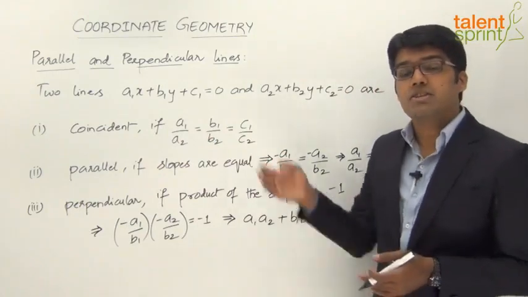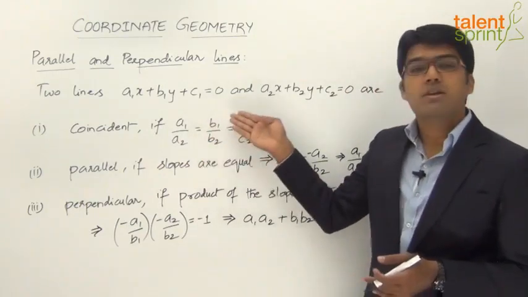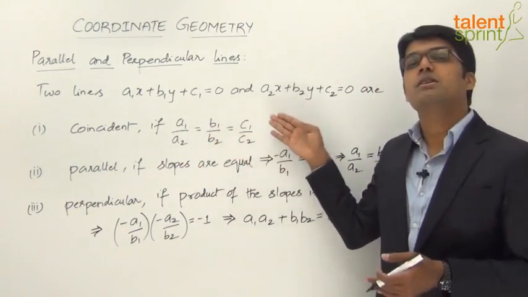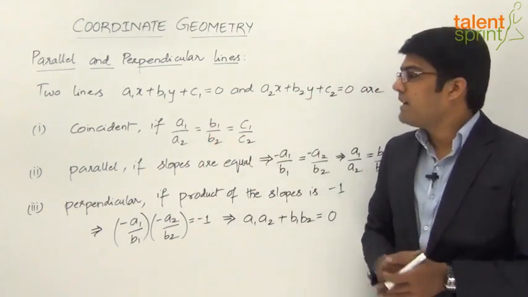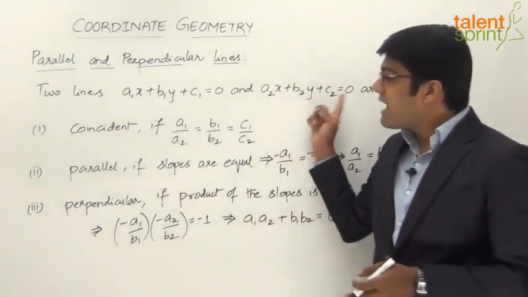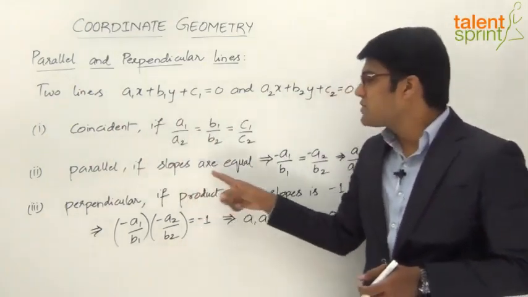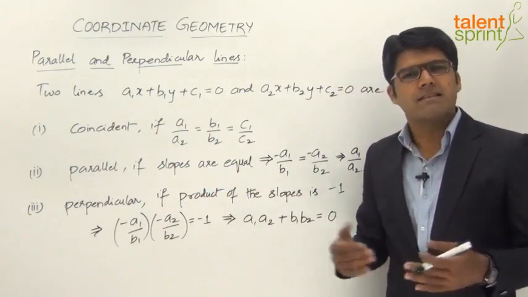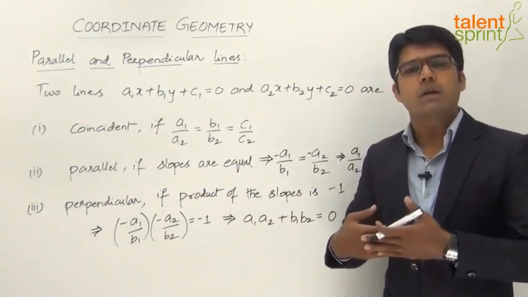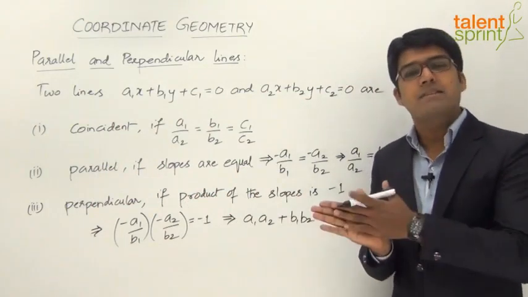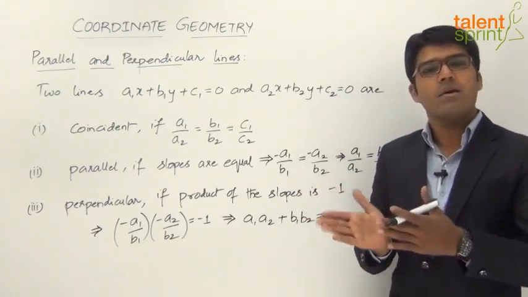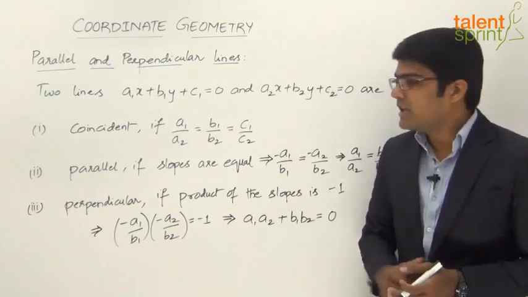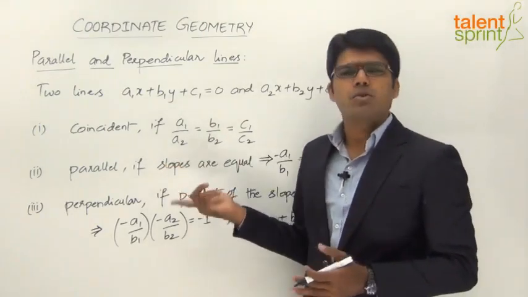Or we can say that the ratio of the coefficients of x should be equal to the ratio of the coefficients of y should be equal to the ratio of the constants c in both the lines. Point 2. The two lines are parallel if slopes are equal, right? So that's easy to understand. If the slopes are equal, implies the lines are parallel. They have got the same inclination with respect to the positive x-axis. So if the inclination is same, obviously the two lines would be parallel.